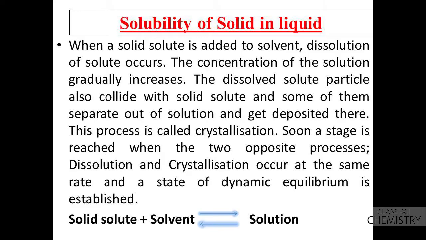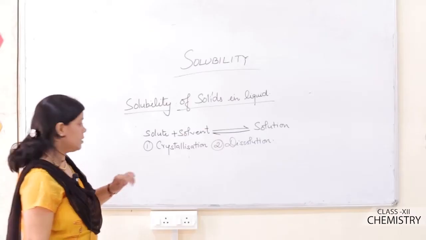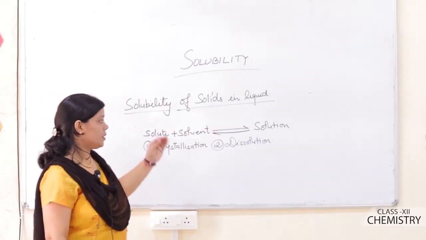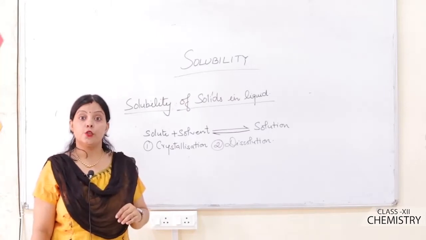Soon, a stage is reached when the two opposite processes, that is the dissolution and crystallization, occur at the same rate and a state of dynamic equilibrium is established, which is shown as solid solute plus solvent. These two are in equilibrium with the solution. Okay, students. After that, a term comes, that is the saturated solution.